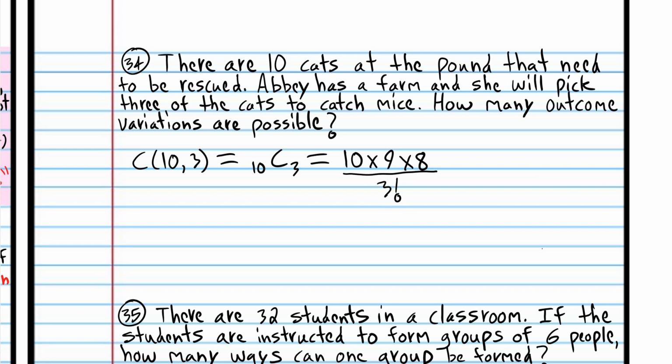So let's go to the calculator and enter 10, and then the math button, right arrow key to PRB, go down to number 3, NCR, and then enter 3. So you should see this in your calculator. And when you press enter, we get 120. 120 outcome variations.